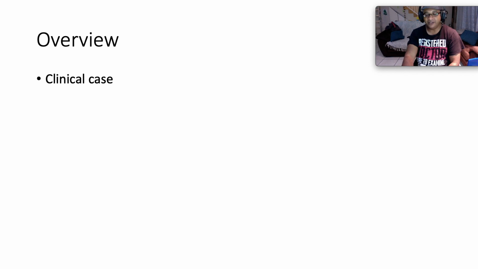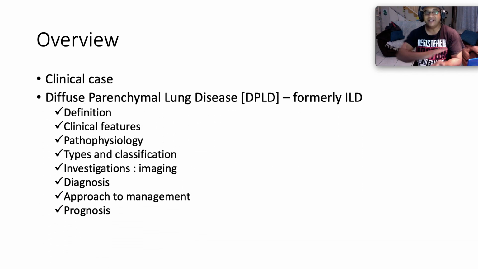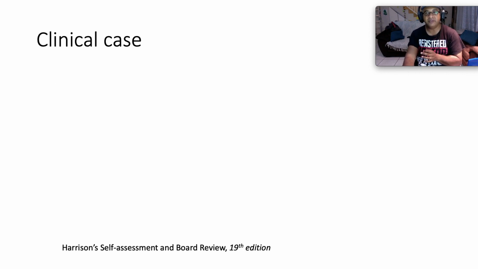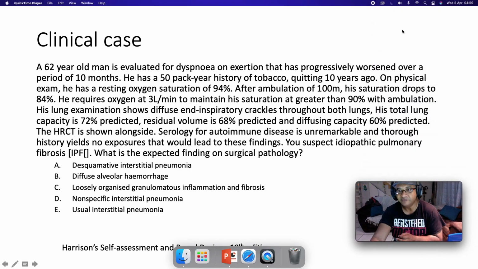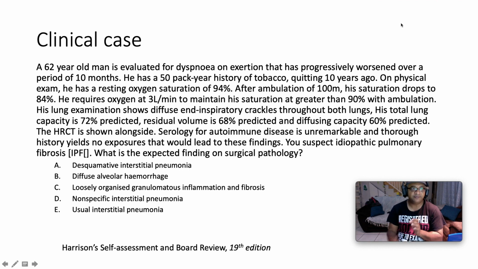All right, so we're going to start off with the clinical case, and then we're going to dissect diffuse parenchymal lung disease, talk about the definition, the clinical features, the pathophysiology, types and classification, investigations in way of imaging, how do we diagnose, approach to management, prognosis, and of course, encouragement from the Bible thereafter. Fasten your seatbelts, guys, because this is a topic which tends to be a little bit cumbersome and confusing.